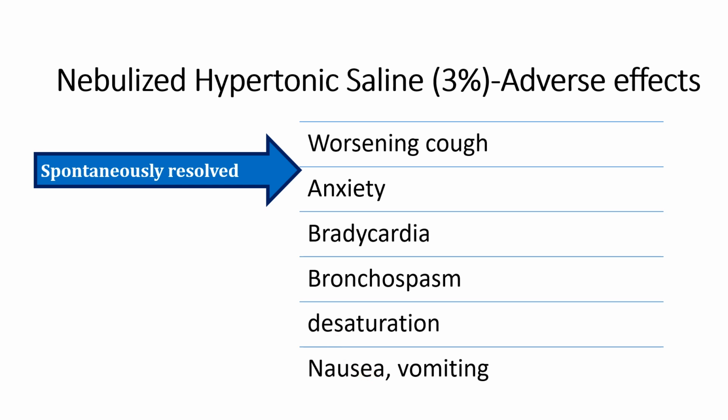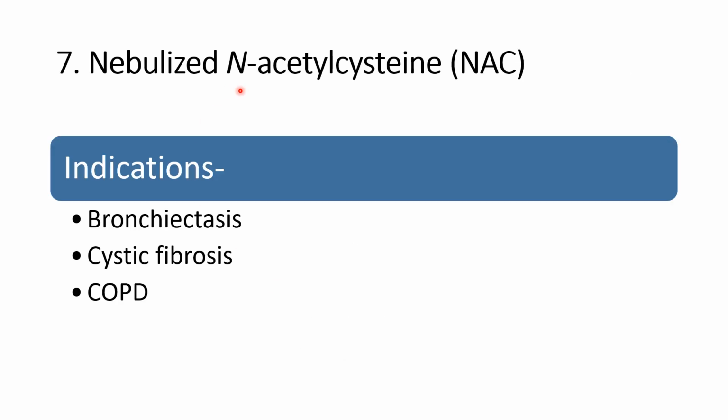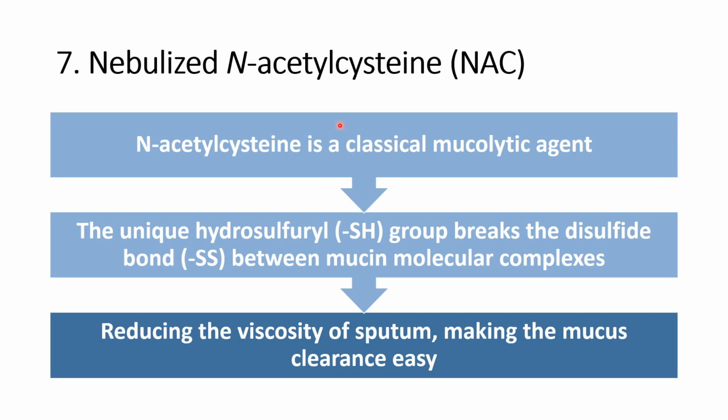Nausea, vomiting can occur. Another drug is nebulized N-acetylcysteine, which is indicated in bronchiectasis, cystic fibrosis, and COPD. It is mucolytic. What is the mechanism of action? It is a classical mucolytic agent. The unique sulfhydryl group breaks the disulfide bonds between the mucin molecular complex. It reduces the viscosity of sputum, making the mucus clearance easy.